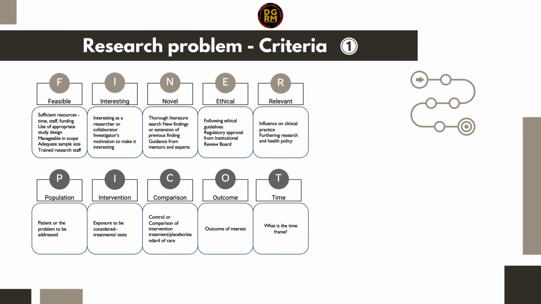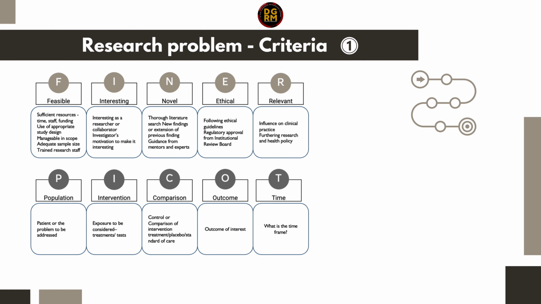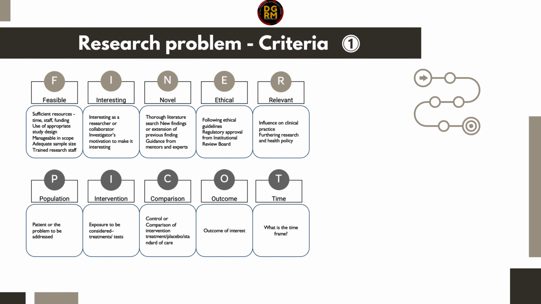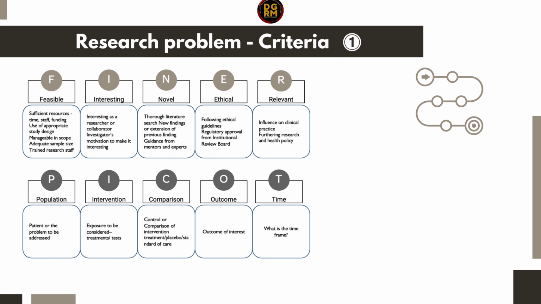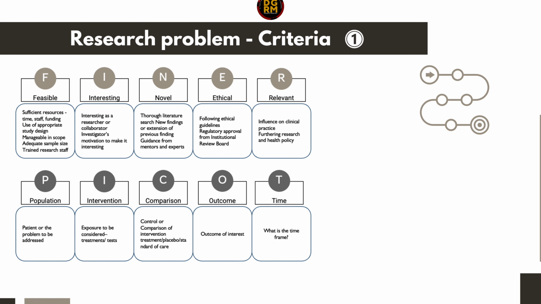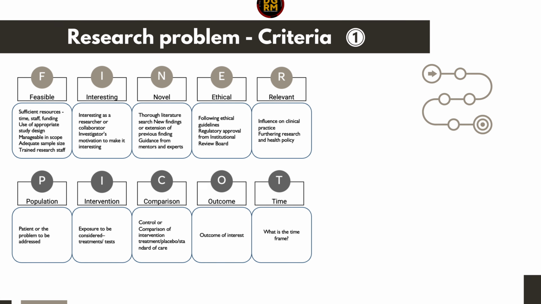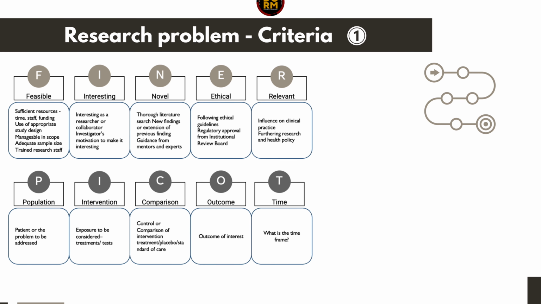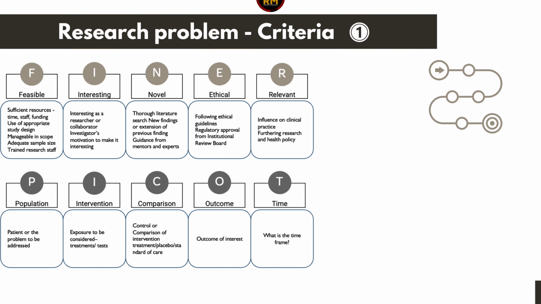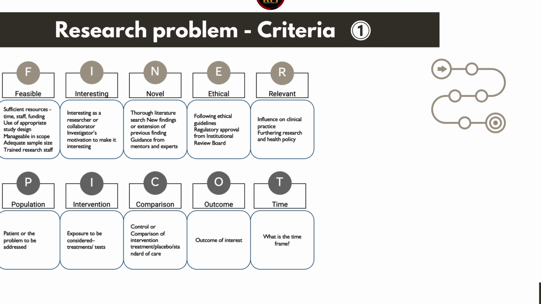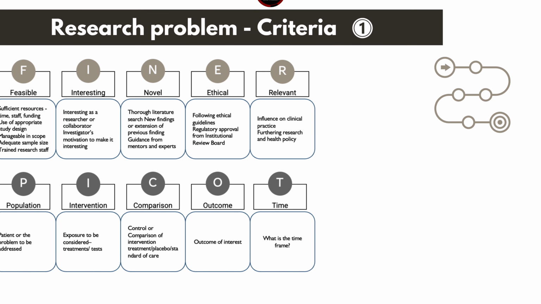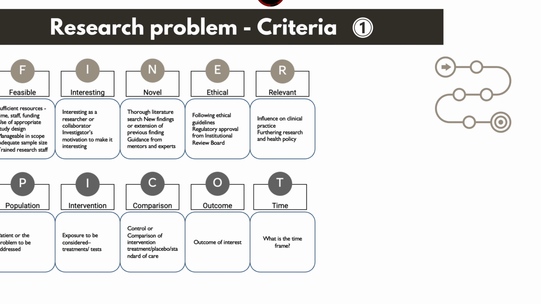In elderly patients with osteoarthritis, does Ayurvedic therapy, compared to conventional painkillers, improve joint mobility and pain reduction over 6 months? The elderly patients with osteoarthritis are the P, the population. Does the Ayurvedic therapy, that is the intervention, compared to conventional therapy, that is the comparison group, improve the joint mobility and pain reduction, that is the outcome, over 6 months of treatment, that is the time period.